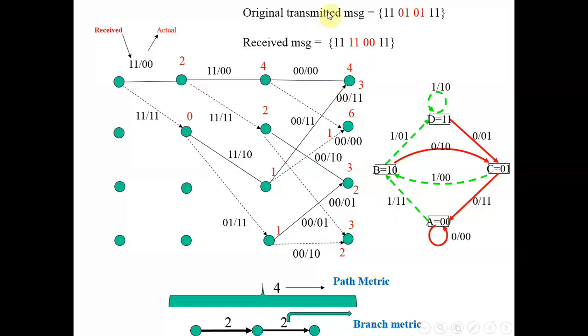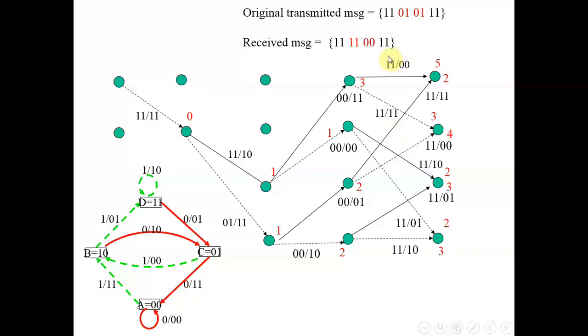So after elimination, I have one more pair to decode. So let's continue the decoding. Now we are at this particular point, and at this point we receive the last bit which is 1 1. Again the same process will be followed. For this point, again I have 2 possibilities.